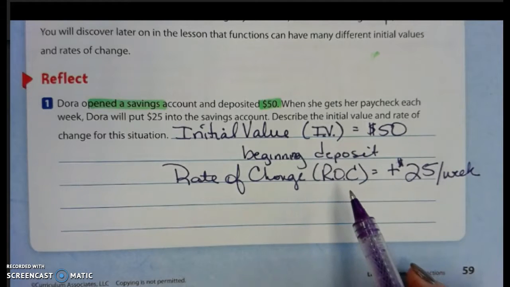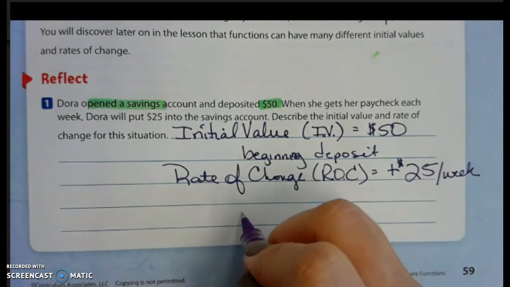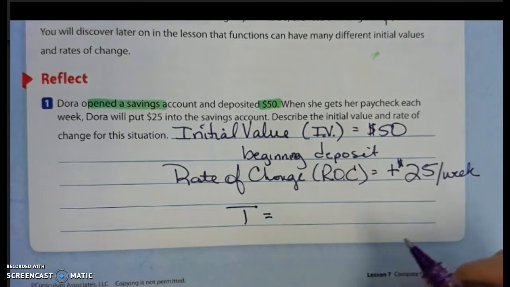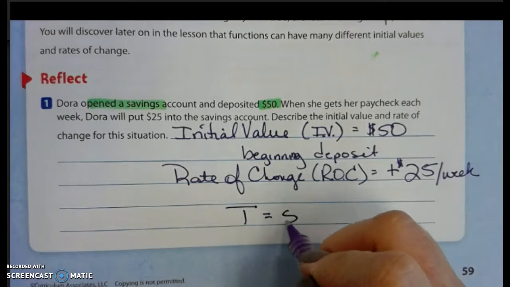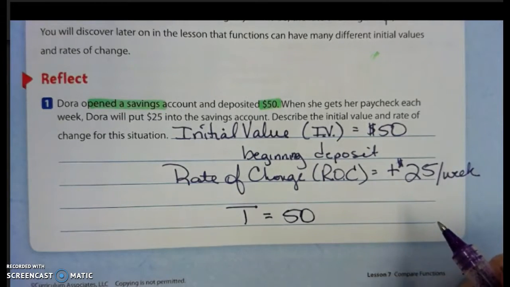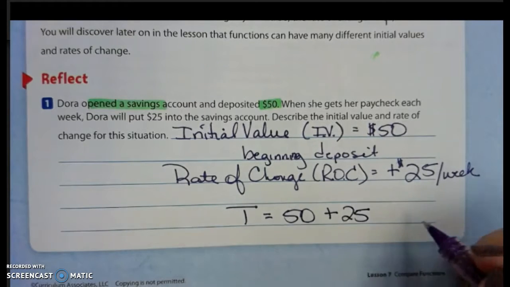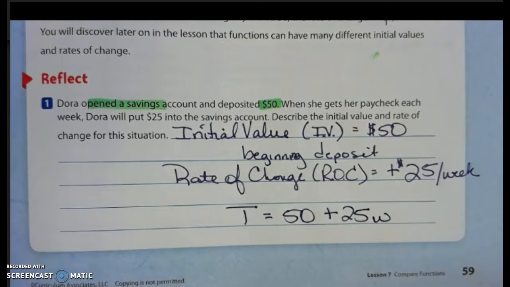We could write an equation. Her balance, her total in her account, her output, her Y, is equal to the $50 she started with plus $25 each week. And you would multiply $25 times the number of weeks and then add $50 to it. And you would know how much is in her account.